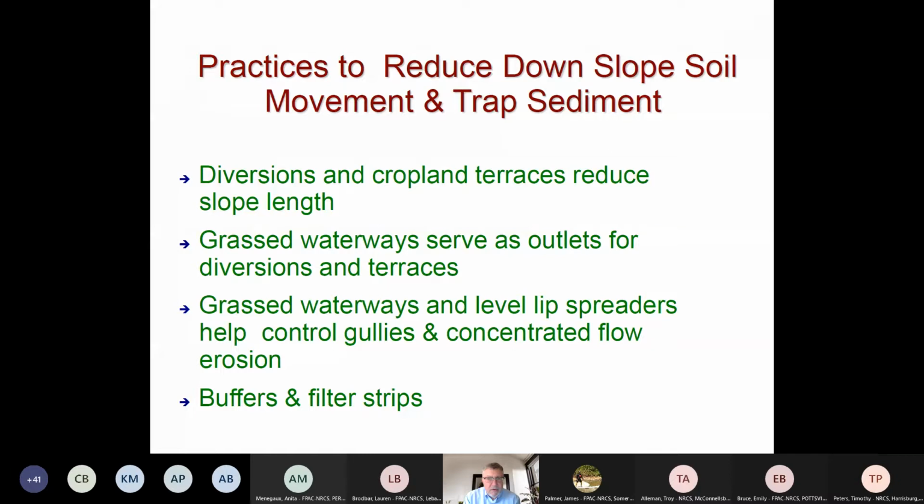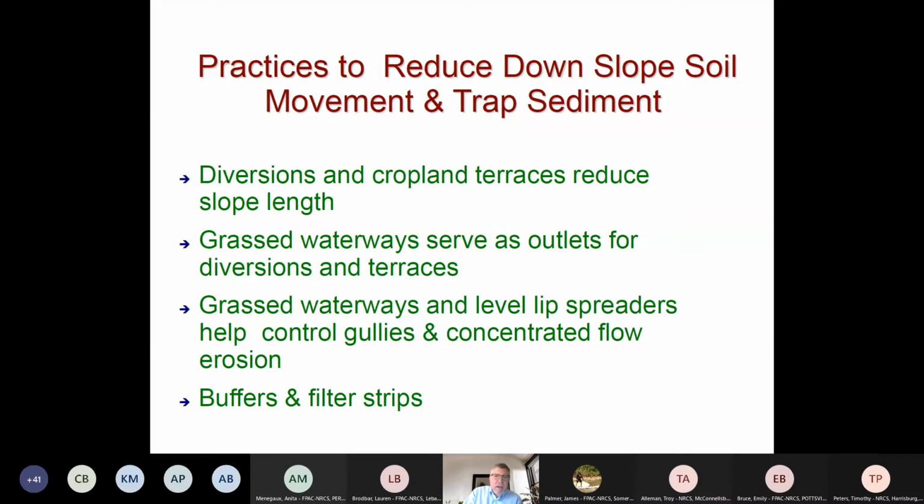Okay, these are, I don't want to call them ditches. They are engineered practices that sculpt the soil surface so as to collect water on its way down the hill, runoff on its way down the slope, and will either divert it away from moving further downslope to a stable outlet, or provide a basin in the terrace so that the runoff and overland flow can absorb into the soil. We need to have a stable waterway, a stable outlet, pardon me, which often is a grass waterway to serve as an outlet for these diversions and terraces. And grass waterways, level lip spreaders, these can also help control gullies and concentrated flow erosion.